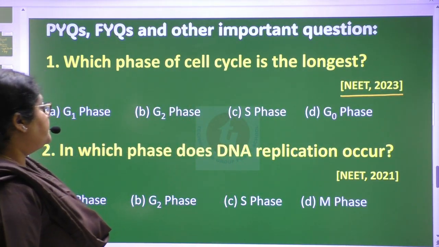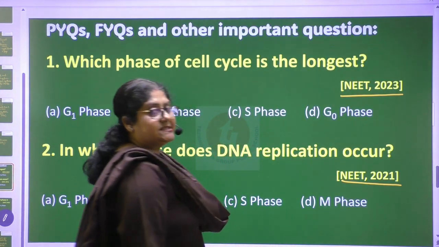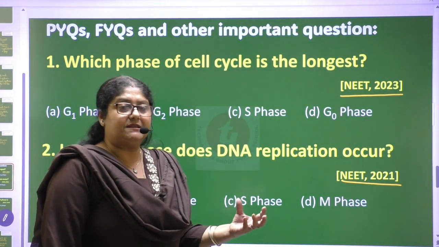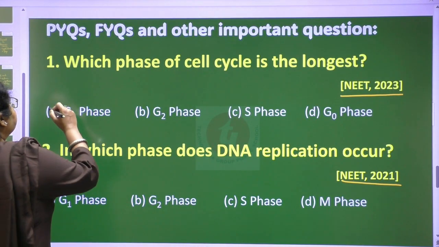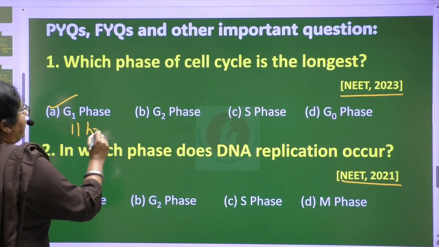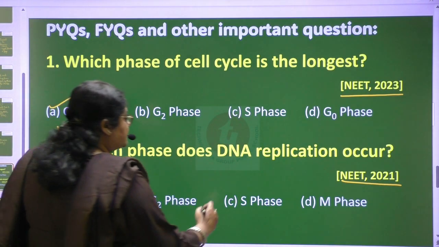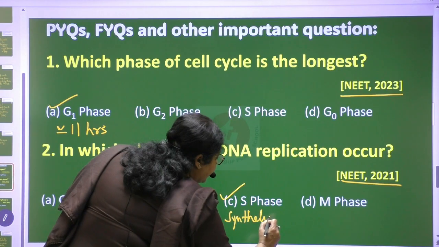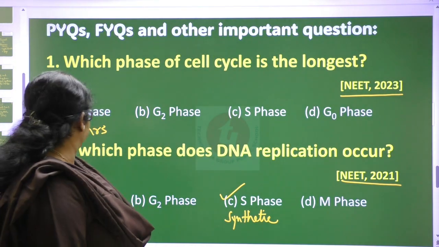Then we have another question from NEET 2021. In which phase does DNA replication occur? In which phase of the cell cycle does DNA replication occur? So these are the two questions which I have picked up from the latest years. And as you know, which phase of the cell cycle is the longest? Of course, it is the G1 phase because the G1 phase lasts for approximately 11 hours. Next, in which phase does DNA replication occur? So DNA replication occurs in the S phase because S stands for synthesis, and the S phase is the synthetic phase where DNA is newly synthesized.